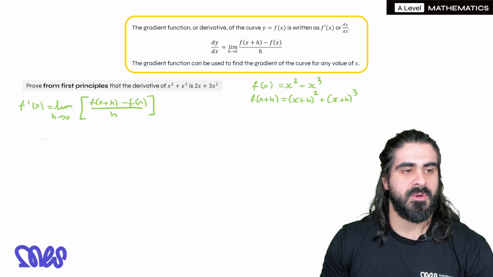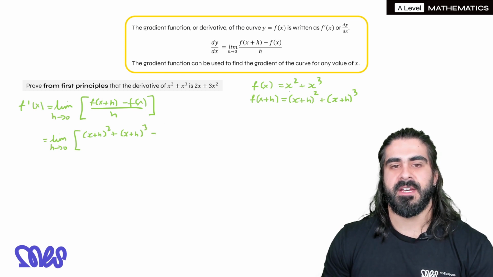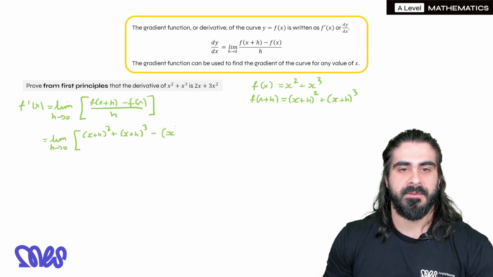So let's now sub into our formula. It becomes the limit as h tends to 0 of f of x plus h, which is (x plus h) squared plus (x plus h) cubed. Then we're subtracting f of x. Now be very careful, f of x has two terms, so when we subtract, we need to keep it in a bracket: x squared plus x cubed, all over h.